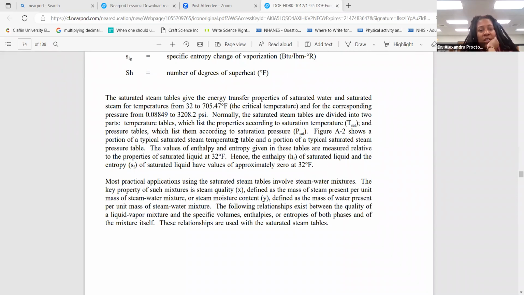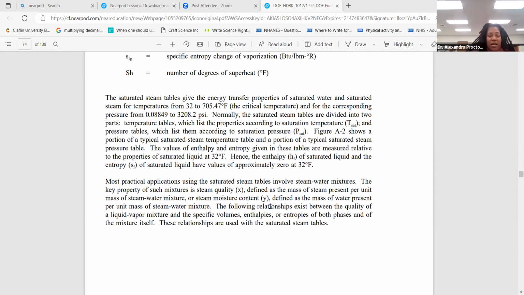Figure A2 shows a portion of the typical saturated steam temperature table and a portion of the saturated steam pressure table. The values of enthalpy and entropy given in these tables are measured relative to the properties of the saturated liquid at 32 degrees Fahrenheit. Hence the enthalpy, H sub F, of the saturated liquid and entropy, S sub F, of the saturated liquid have values of approximately 0 at 32 degrees Fahrenheit.